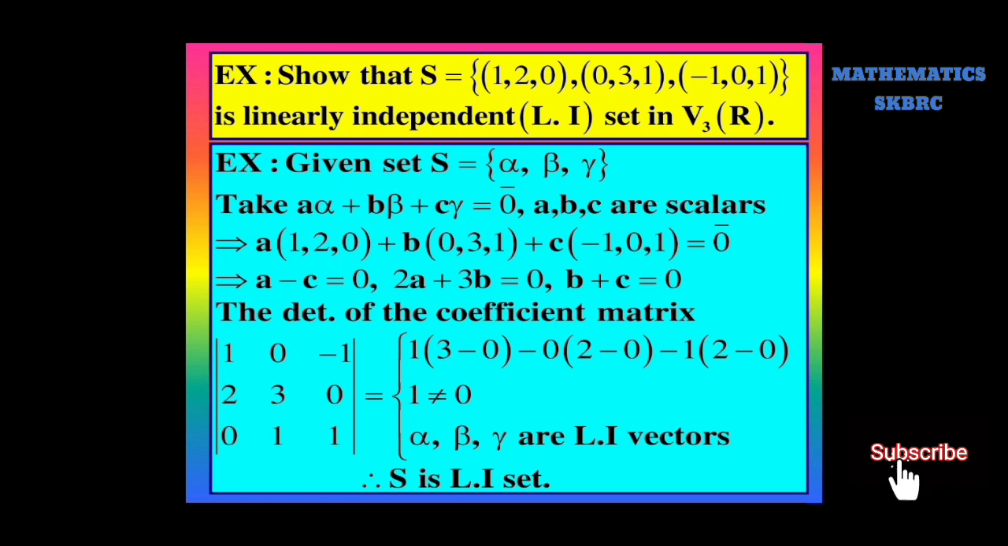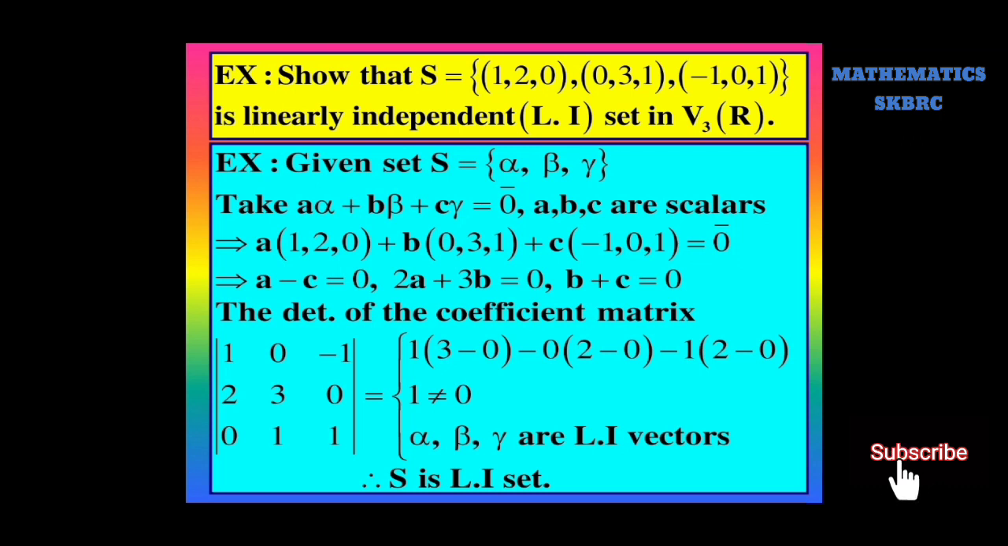For proving the given set is LI or LD, first we take the linear combination equal to the 0 vector. Suppose A alpha plus B beta plus C gamma equal to 0 bar, where A, B, C are scalars. That gives A into (1, 2, 0) plus B into (0, 3, 1) plus C into (minus 1, 0, 1) equal to 0 bar. By using scalar multiplication and addition of vectors and equating like terms on both sides, we get the system of equations A minus C equal to 0, 2A plus 3B equal to 0, B plus C equal to 0.